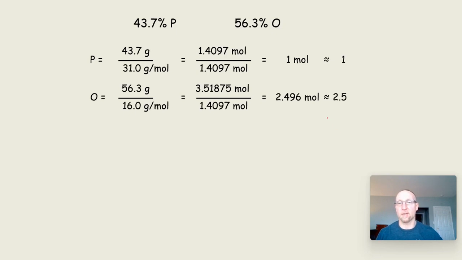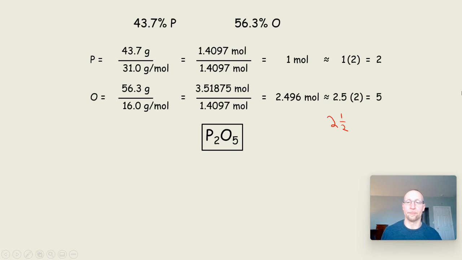So now how do I get rid of the 0.5? The way I like to think of it is, think of it as 2.5, all right? If I want to get rid of that fraction, you just multiply the whole value by the denominator of that fraction. So I want to multiply by 2. To keep the same ratio, I have to multiply all of my values by 2. So 2 times 1 is 2, and 2.5 times 2 is 5. By multiplying by the denominator, you get to the simplest whole number ratio, which is 2 to 5. So what's your formula? P2O5, right?